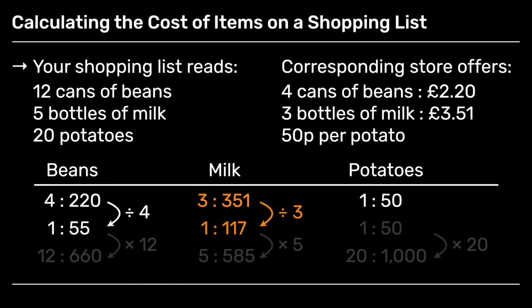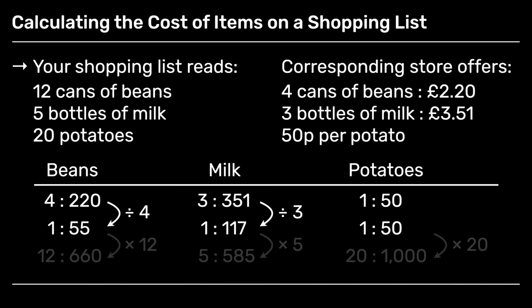In terms of the milk, we divide both sides by 3, and we get 1 to 117. And the potatoes are already in the form of 1 to something, so that's 1 to 50. What this is telling us is the individual cost of each item. So in terms of the beans, 1 can is 55 pence. Each bottle of milk is £1.17 or 117 pence, and each potato is then 50.